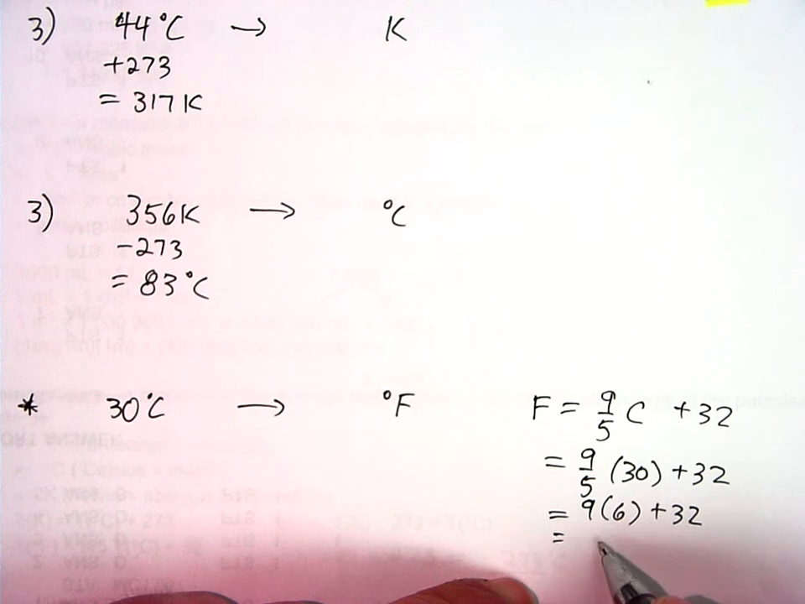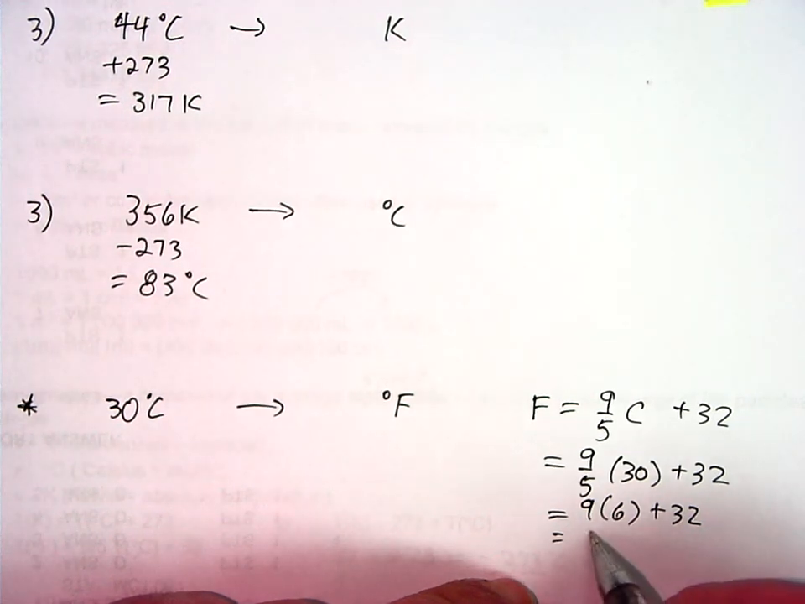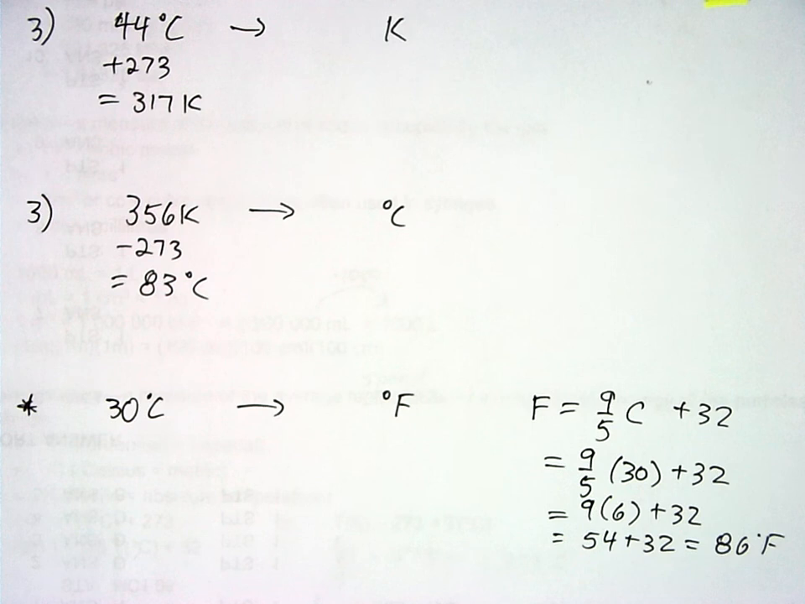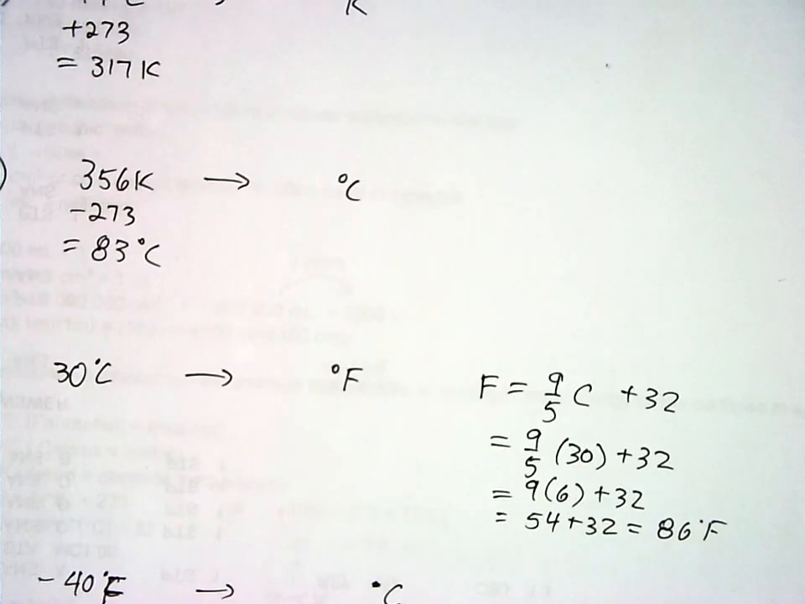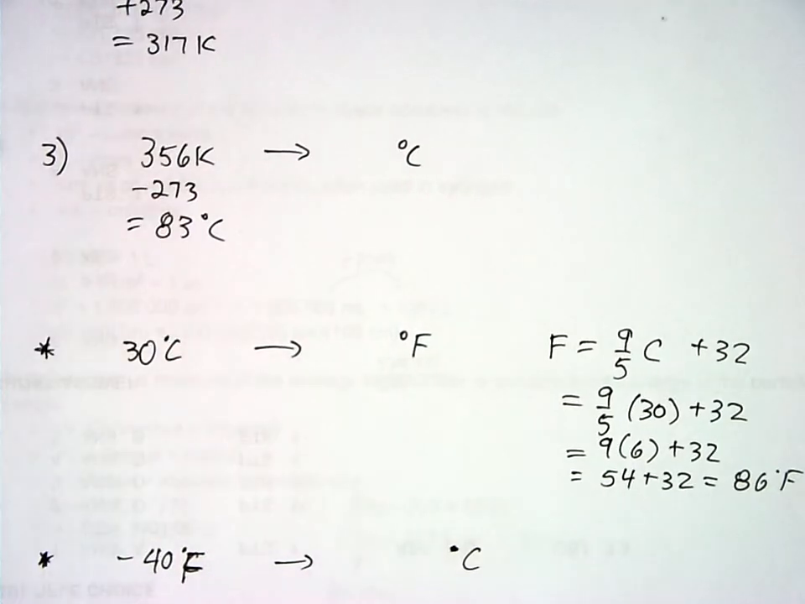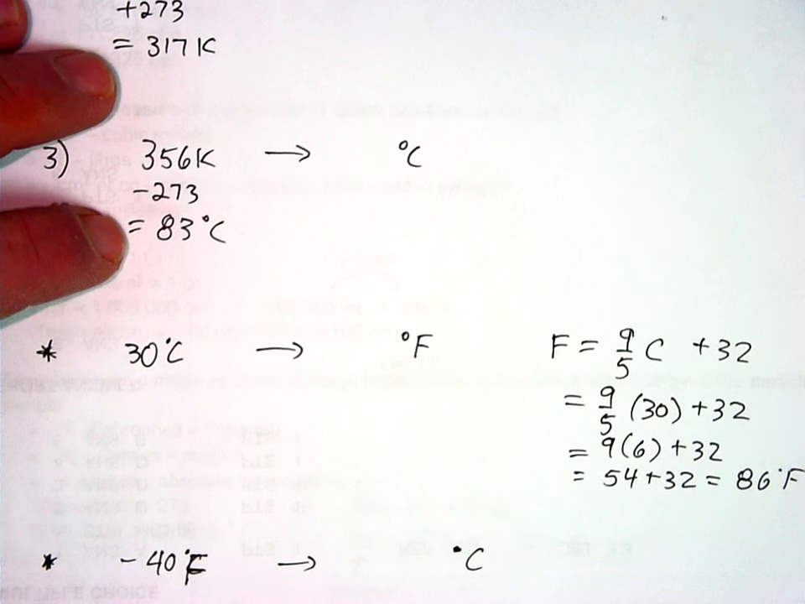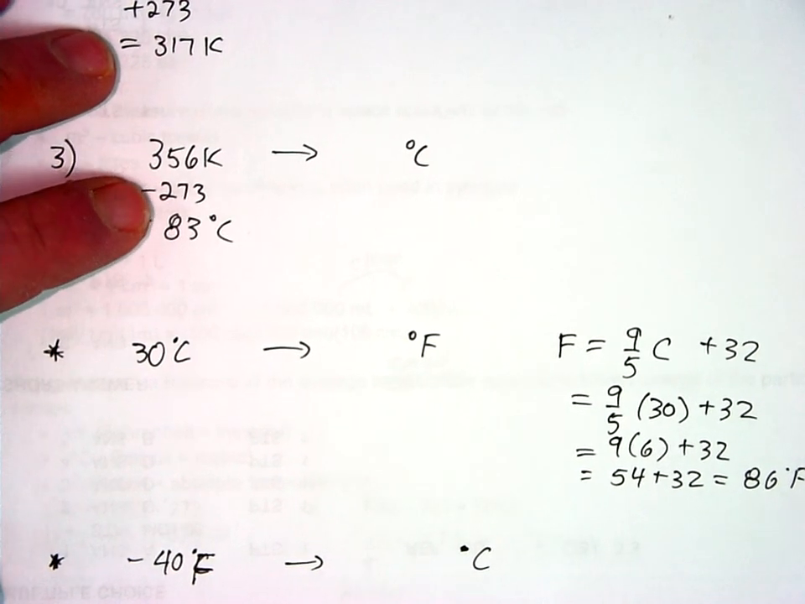Okay, and what do we have here? So 9 times 5, 9 times 6 is 54, and 32. 86 degrees Fahrenheit. And that's actually a warm day outside. So 86 Fahrenheit is quite warm. If we want to go back from Fahrenheit, we can do that. We'll test it out here.